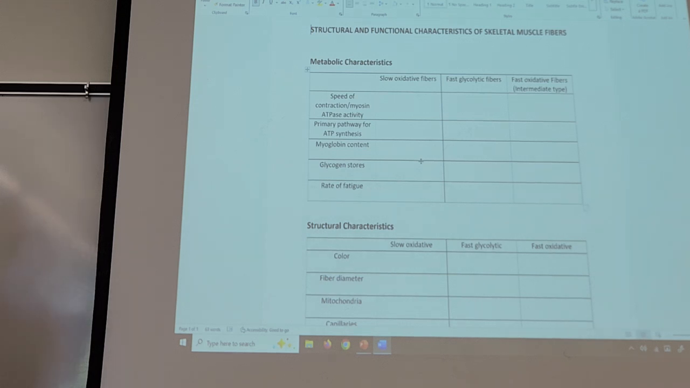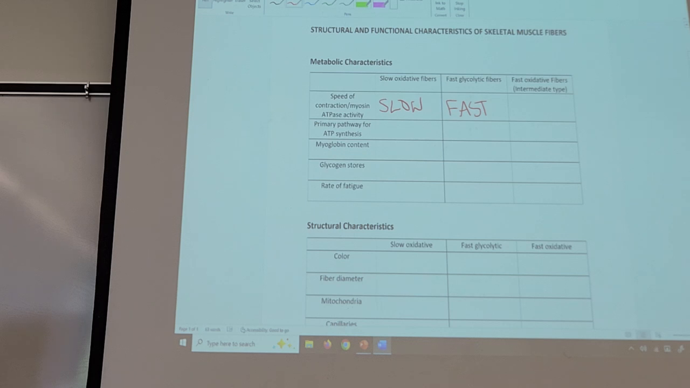Slow oxidative fibers, the speed of contraction, or the myosin ATPase activity, would you say that that's going to be relatively slow or relatively fast? Probably slow. Relatively slow, okay? So, slow. What about fast glycolytic fibers, in contrast? Relatively fast, right? Okay, so they're going to contract faster, okay?